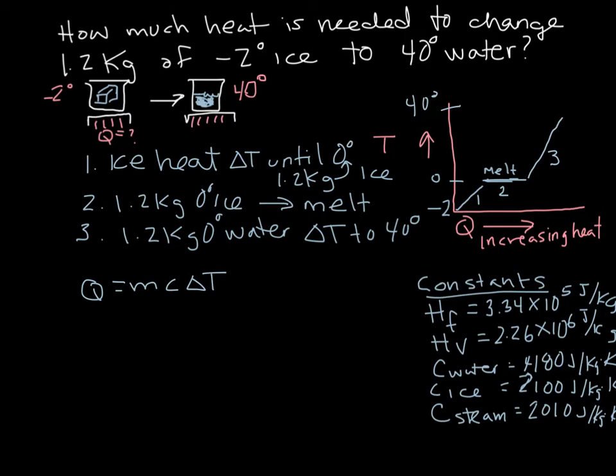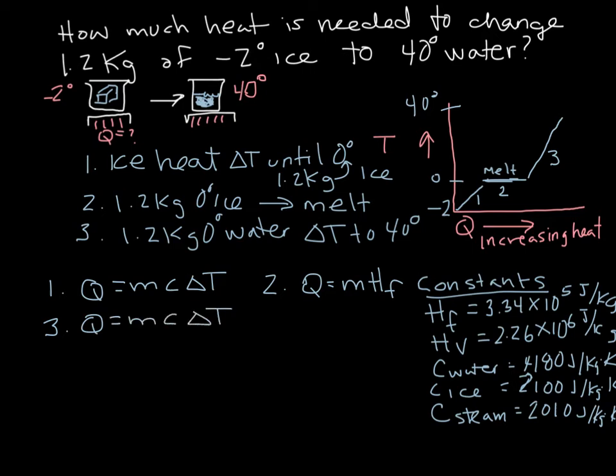The second step, we're melting. So in step 2, we want to use the heat of fusion. Q is equal to MHF. Again, these are all on your equation sheet. And for step 3, it's another change of temperature problem, so Q is equal to MC delta T.